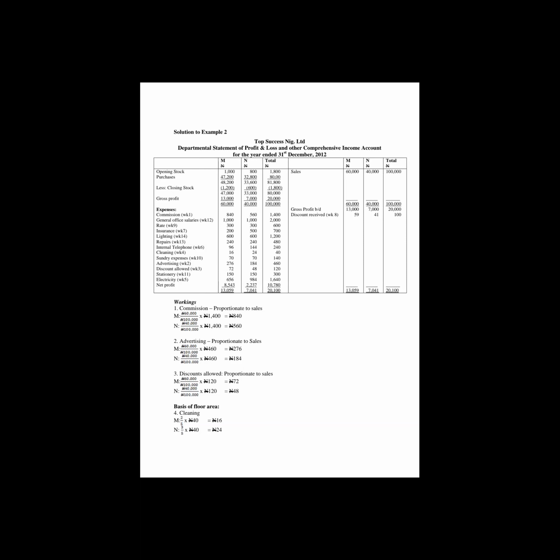So let's start with the sales. I think that one is straightforward. The sales we have for department M is what? 60,000. Department N is what? 40,000. Total will now give us 100,000. I think we are done with that.